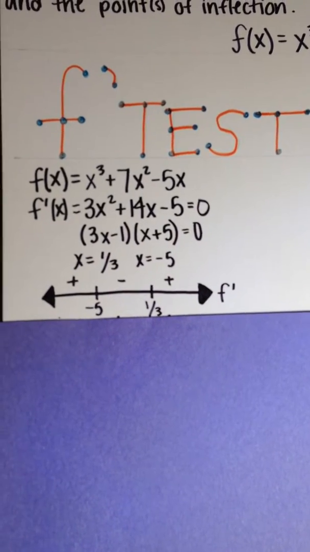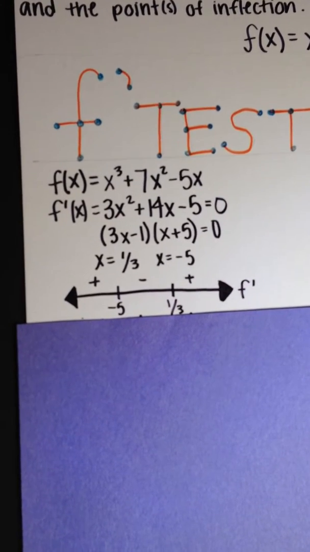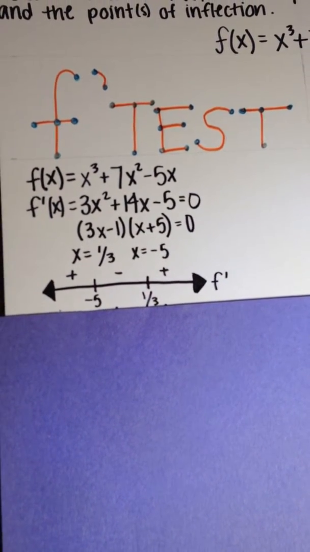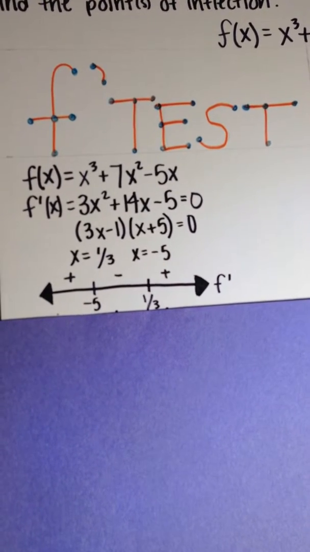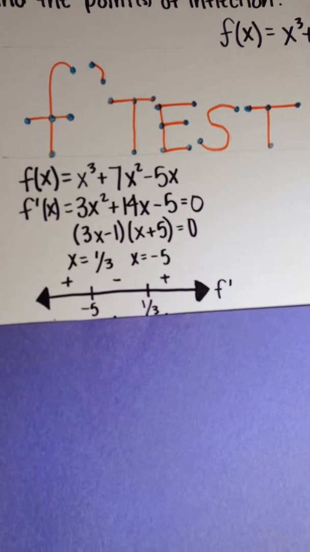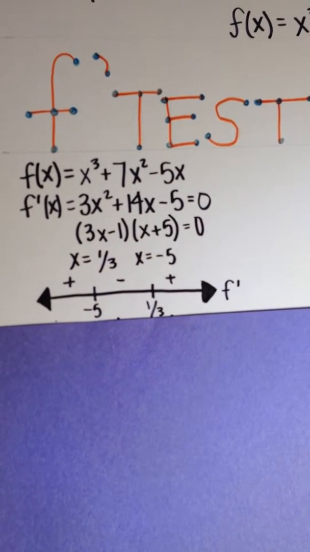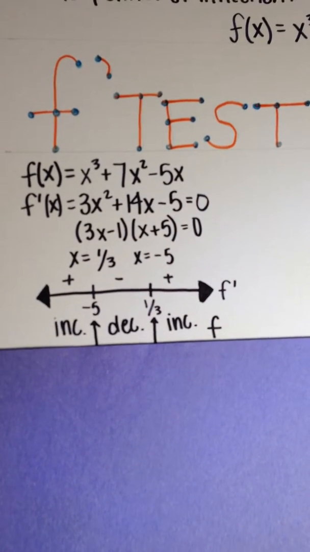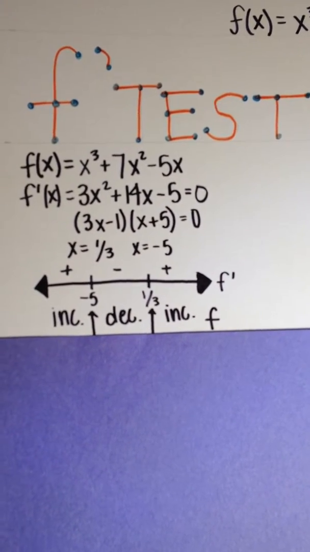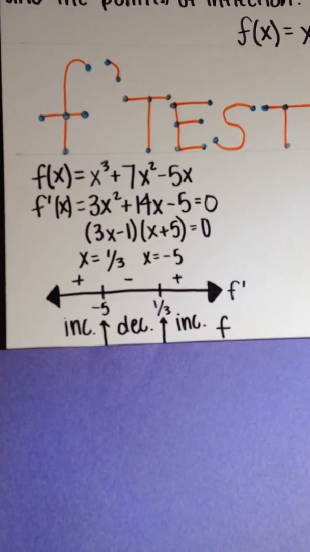We put those two numbers on a number line. We take one number that is less than negative 5 and plug it in, and we find that it is a positive number. We plug in a number that is between negative 5 and 1/3, and we find that it's a negative number, and we plug in a number that's greater than 1/3, and we find that it's a positive number. Wherever f prime is positive, f is increasing, and wherever f prime is negative, f is decreasing.